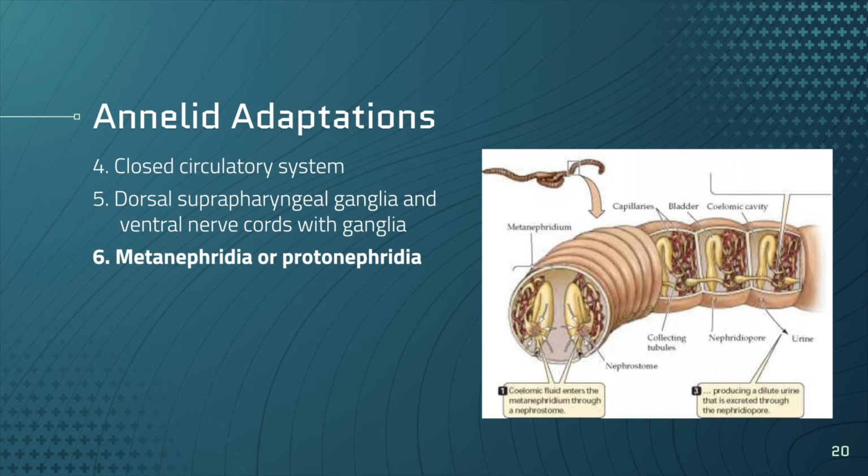Lastly, we have the presence of organized excretory structures in the composition of metanephridia and protonephridia. These structures work very well to balance the water and ion balances inside of the worm. Again, notice how these structures are organized segmentally.